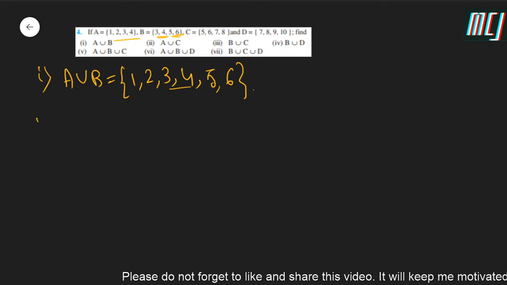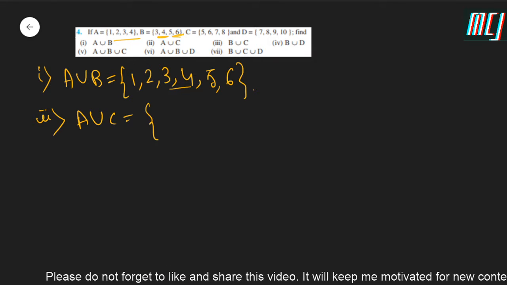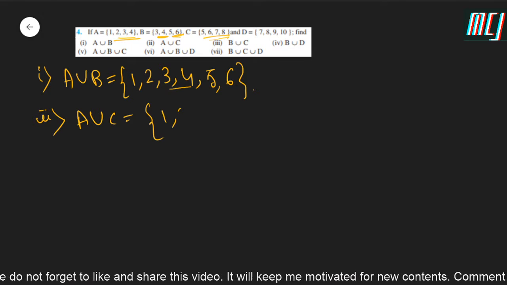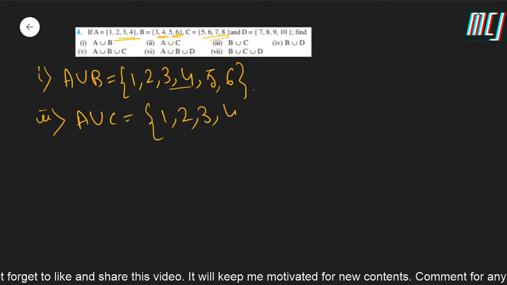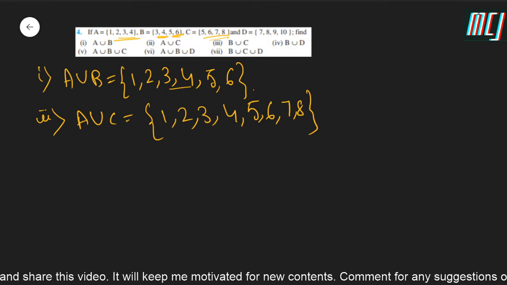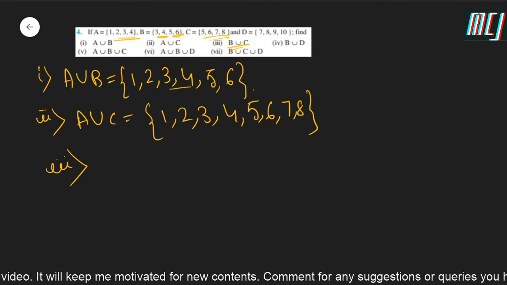Okay. Now the second one, A union C. A union C is 1, 2, 3, 4, 5, 6, 7, 8. So all elements will come: 1, 2, 3, 4, 5, 6, 7, 8. Clear? Now the third one, B union C.